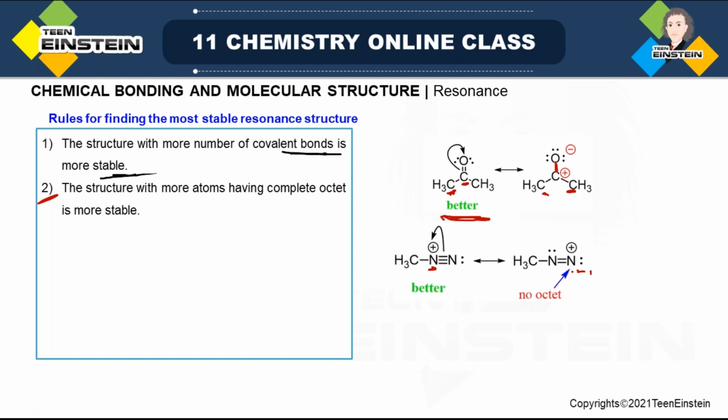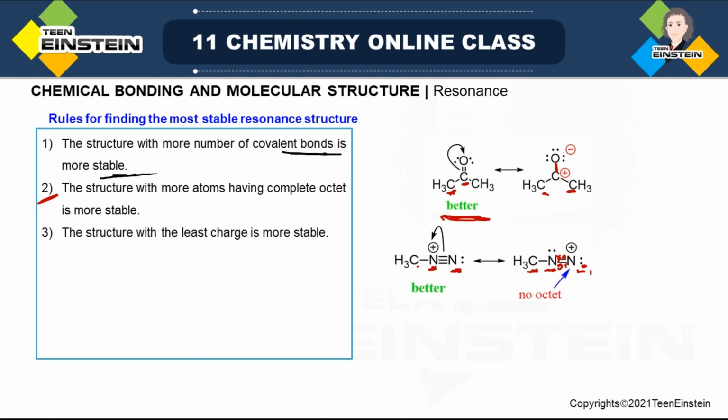If you consider whether octet is complete or not, then also you will see that in the first structure octet is complete, whether it is carbon, nitrogen, or this nitrogen. But for the second structure, these two are fine, but the terminal nitrogen on the right hand side, which is carrying the positive charge, does not have 8 electrons. Two bonds mean 4 electrons, and these two, total 6. So octet is not complete for this terminal right hand side nitrogen. Okay, so that is why the first structure is better.